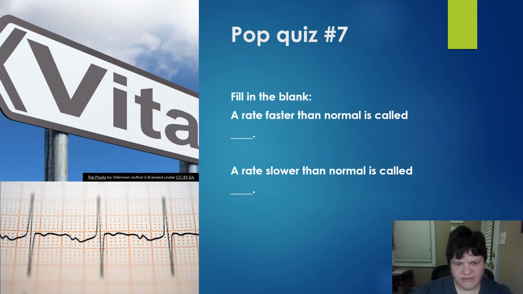Question number 7. Fill in the blank. A rate faster than normal is called blank. A rate slower than normal is called blank.